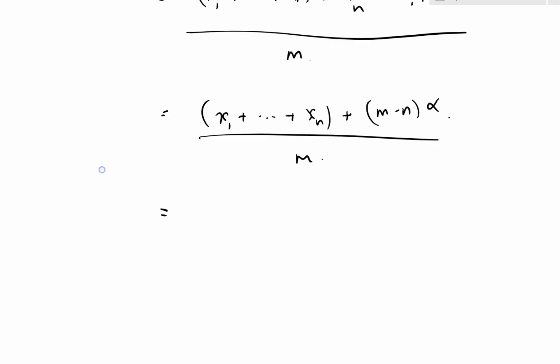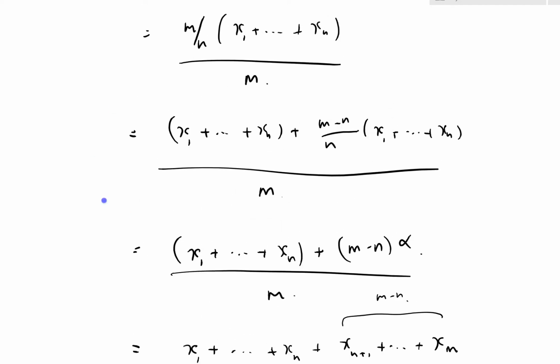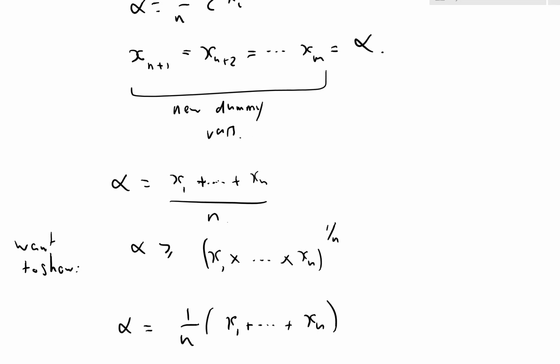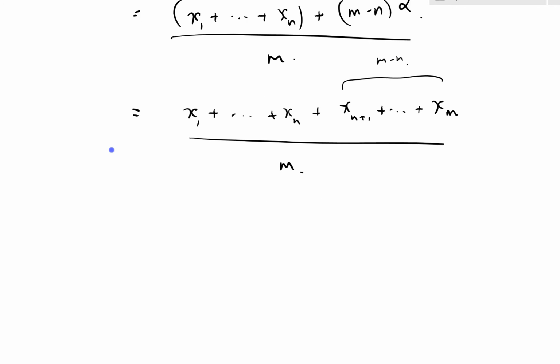That equals (x1 plus dot dot dot plus xn plus x(n+1) plus dot dot dot plus xm) over m. What I've done is take these extra terms, there are m minus n terms there, and they're all equal to alpha, because all the new dummy variables were all equal to alpha. So I've just observed that the sum of them is equal to (m minus n) times alpha.